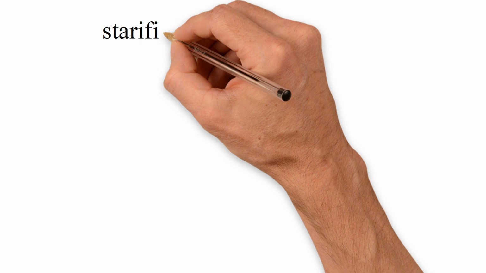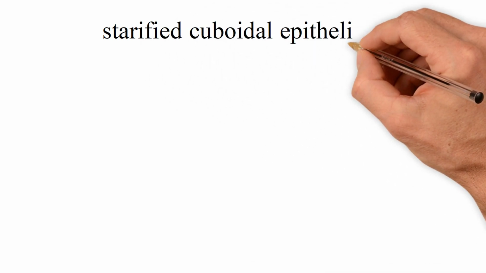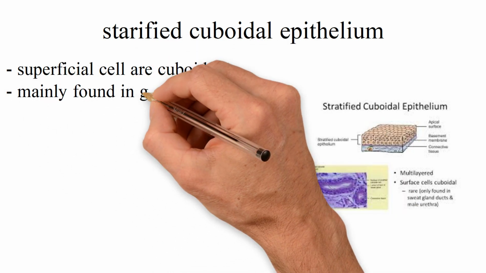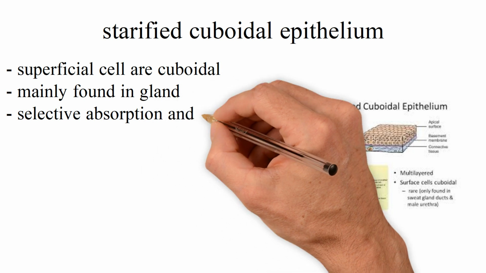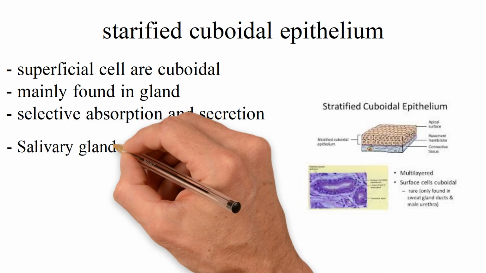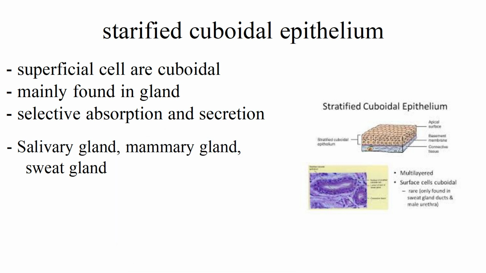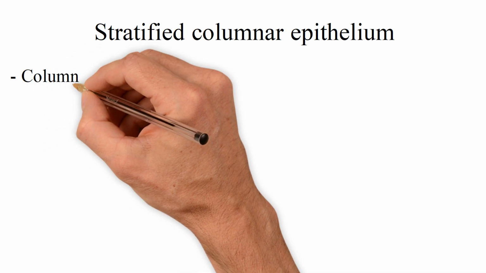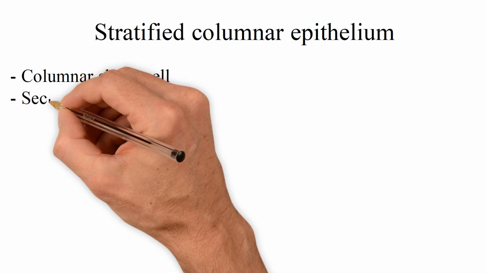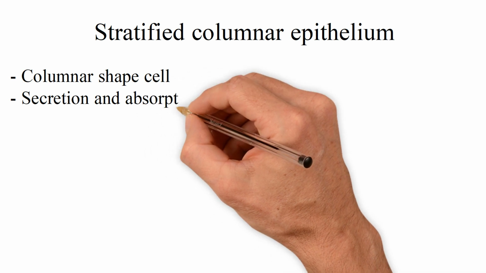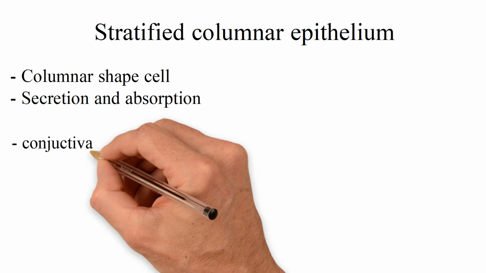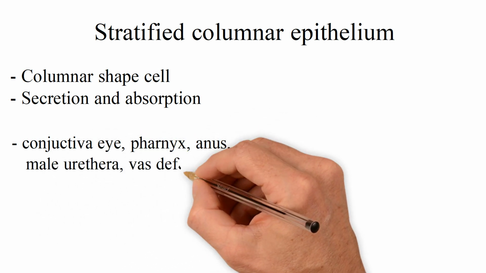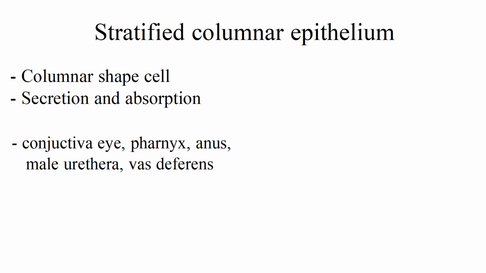Then we have our next cell type, which is stratified cuboidal epithelium. The superficial cells are cuboidal in shape. It is mainly found in glands. Its main function is selective absorption and secretion. It is mainly present in the salivary gland, mammary gland, and in sweat glands. Then we have stratified columnar epithelium. The cells are columnar in shape. The main function of the cells is secretion and absorption. It is mainly present in the conjunctiva of the eyes, pharynx, anus, male urethra, and vas deferens.